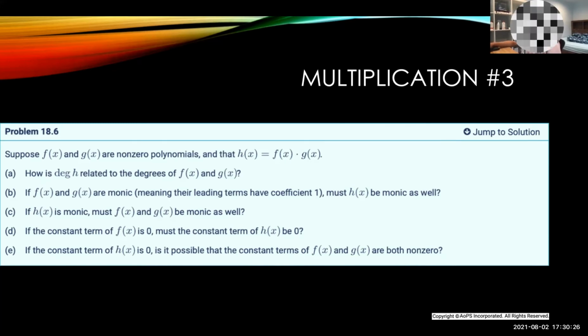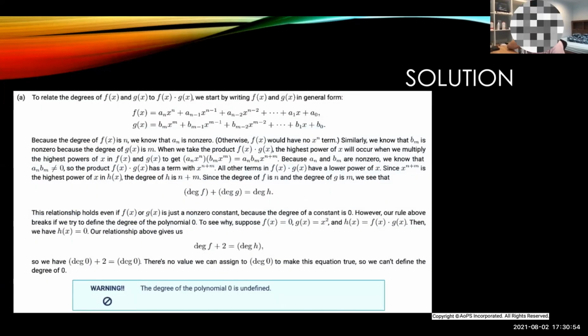Okay, so I got two responses, one from Alvin and one from Kristen. So we're gonna walk through them. Kristen said, how's degree h related to degrees of f of x and g of x? She said that the degree of h equals the degree of f plus the degree of g. And that is true for most cases. It holds true except for the degree of polynomial 0, where it's undefined. So that's good.